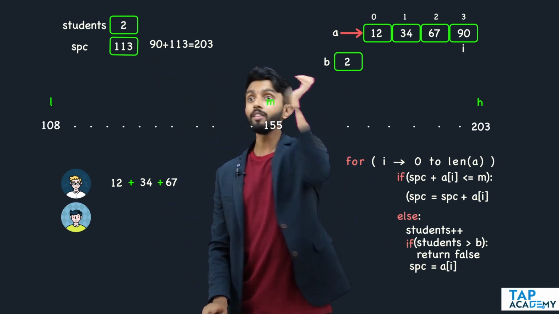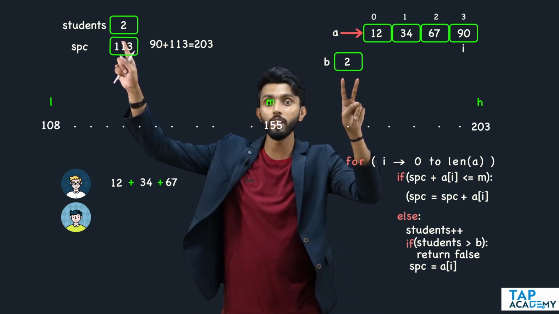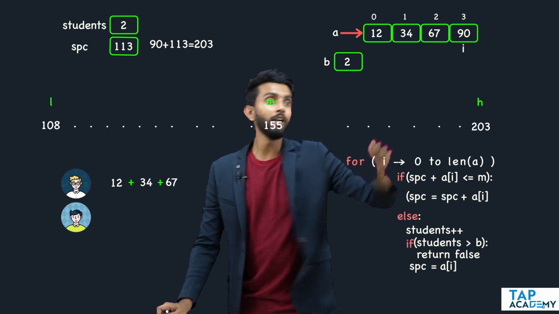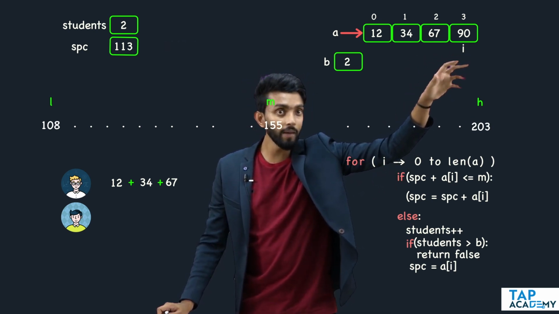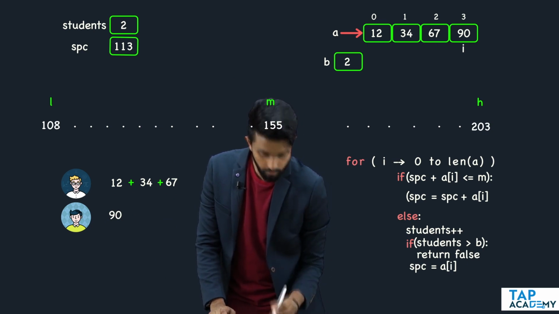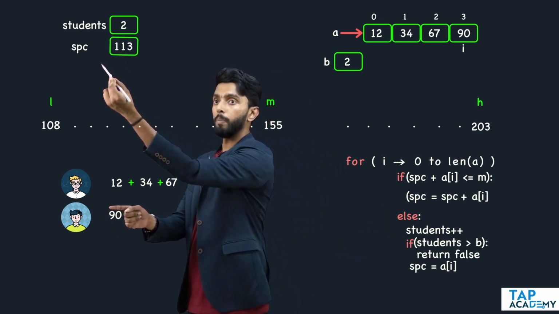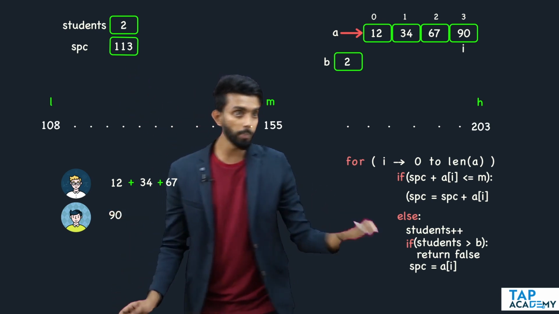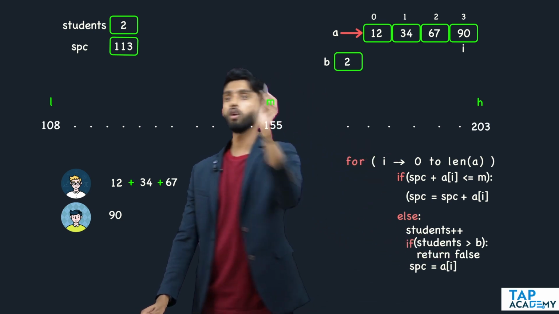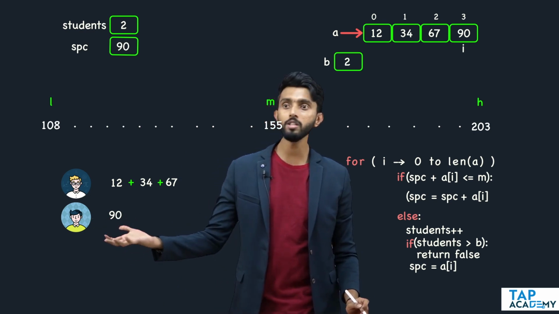Now I will check whether that student value is lesser than or greater than this B value, because I can have only maximum 2 students. No, it's not greater, it is equal to, which means still I am correct. So what I will do is, I will bring my new student, and to that new student I am going to allocate this book. So I want to allocate 90. When I allocate 90, would you agree now this is a new student? His student page count should be updated. So whatever was the previous student page count, I will just assign AR of I to it, which means student page count, which is 113, is now going to become 90. This student has 90.